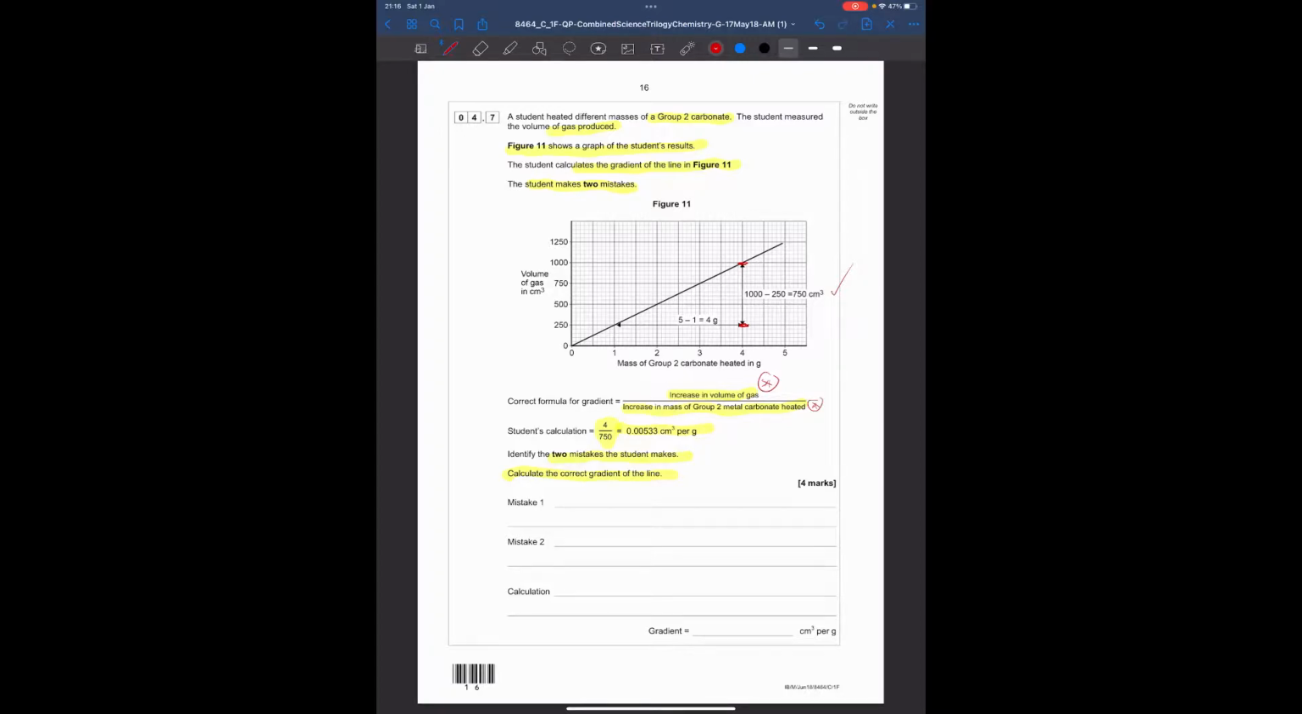What they've done is go from 1 to 4, but if we have a look at their calculation, to calculate the difference, they've done 5 minus 1 equals 4. Well, they haven't gone up to 5, they've only gone up to 4, so it should be 4 minus 1 equals 3. So their first mistake is they miscalculated the increase in the mass of the group 2 metal carbonate.